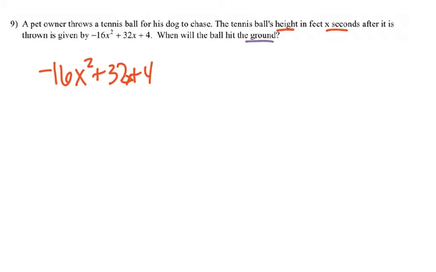So think about what's happening. Okay, the guy is throwing the ball, and it's going to go up, and it's going to come down. Eventually, it's going to hit the ground. So what is the height when it hits the ground? The height when it hits the ground is 0. And so what we're doing is we're solving this equation for when the height is equal to 0. So it's just more of a factoring type thing.